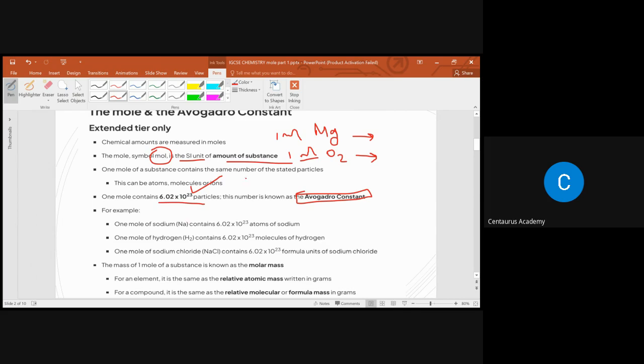So 1 mole of any substance contains the same number of the stated particles, and those particles can be atoms, molecules, or ions. For instance, if I ask you, 1 mole of sodium chloride has how many sodium ions? Can someone tell me how many sodium ions are present in 1 mole of sodium chloride?